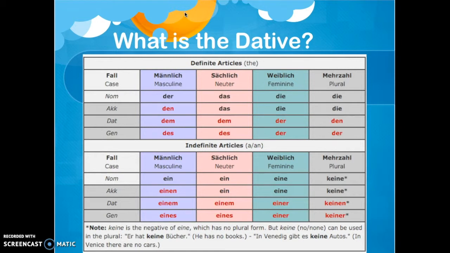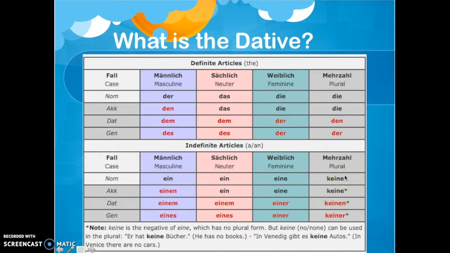So here's a chart that shows how it changes the different genders in the plural form. So the masculine dative articles are changed to dem, as are the neutral ones, and the feminine definite articles are changed to der, and plurals are changed to den. And it's the same for the indefinite articles as well. So m, er, and then n.